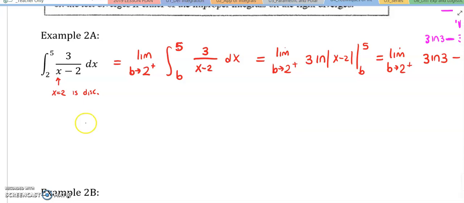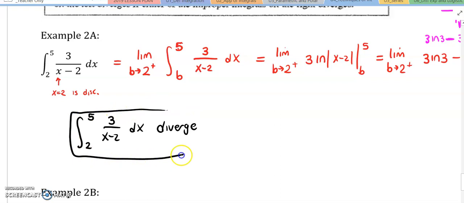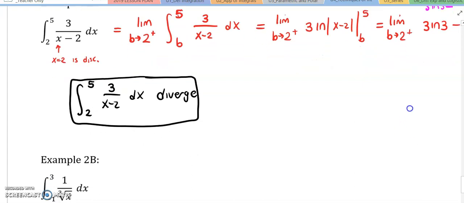What we're going to state as our conclusion is that the integral from 2 to 5 of 3 over x minus 2 dx is going to diverge here. Okay, so this integral is going to diverge. It does not have a finite area between 2 and 5.